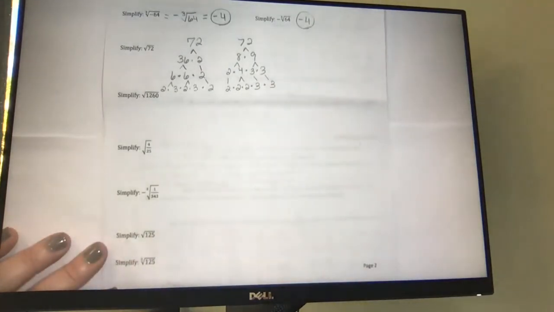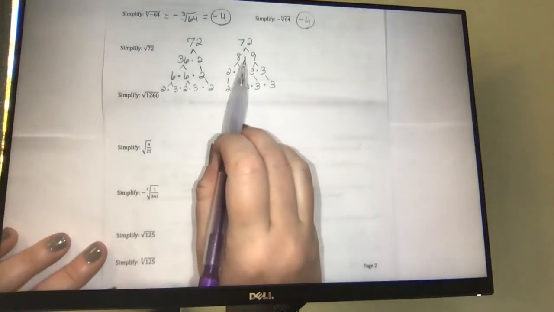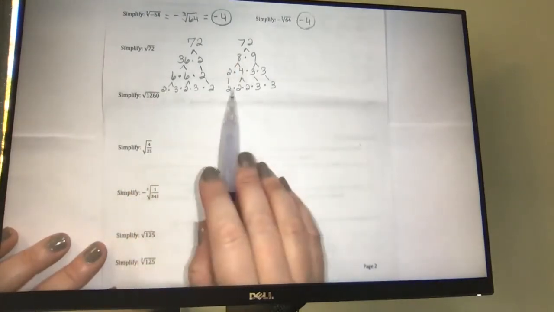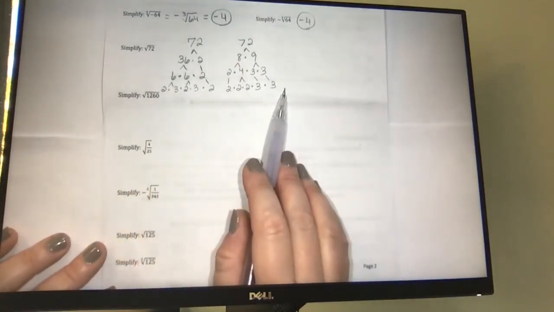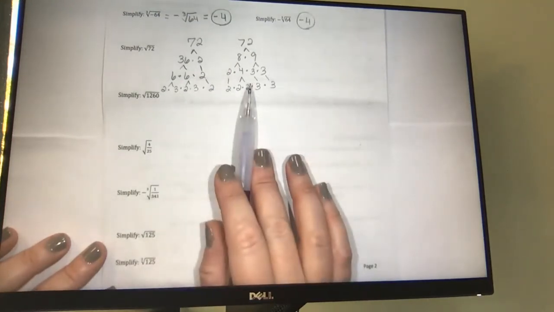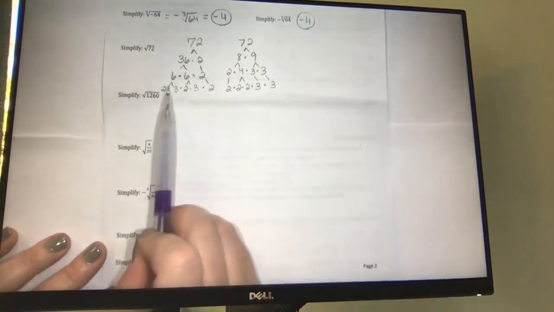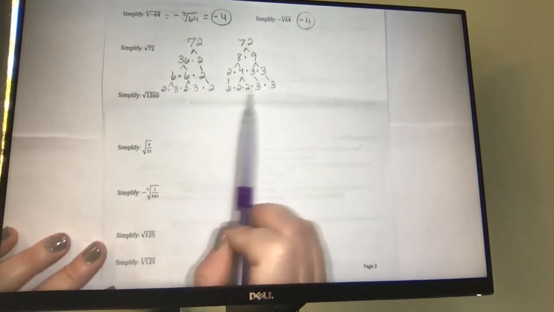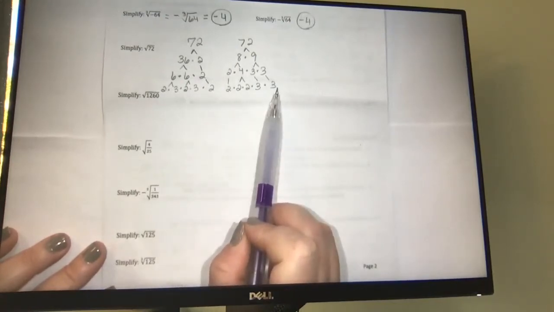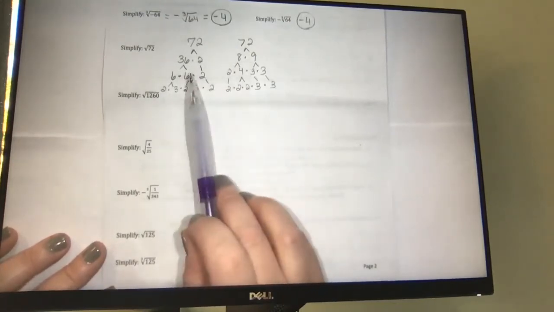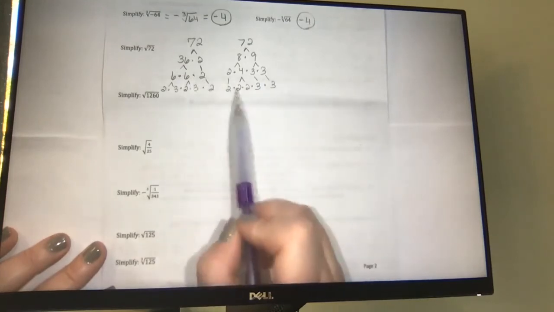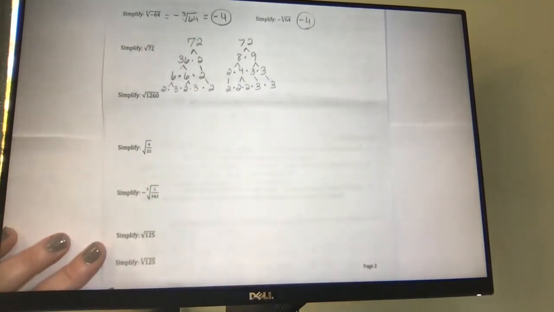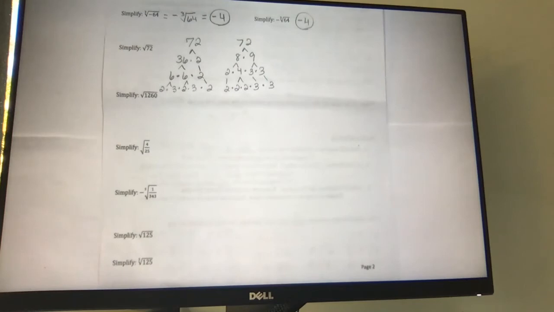Even if I had chosen these two numbers, look, the bottom row is exactly the same. They're in a different order, but that doesn't matter. The point is, you are going to get the same numbers in your bottom branch no matter which two you start with, and they multiply back to give you 72. So we get a factor tree.